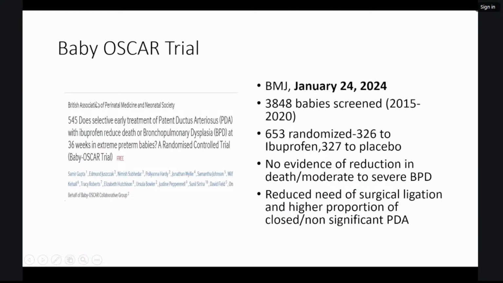So next comes the Baby-OSCAR trial. This is again a trial which was published in the British Association of Perinatal Medicine and Neonatal Society. Here it was done by Samir Gupta et al. in January 2024.